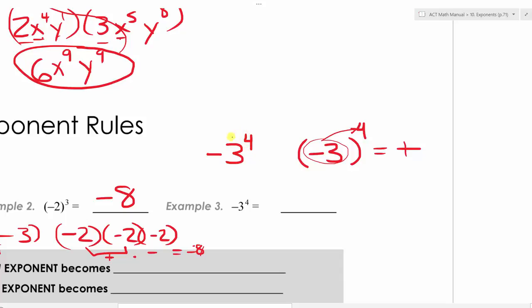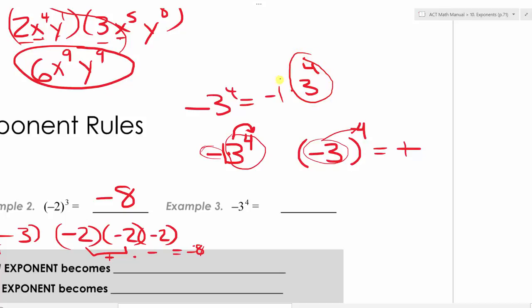And order of operations says we do the exponent first, so we take the 3 and we raise it to the 4th, and then we apply this negative 1, which is basically a negative 1 in front of this 3 to the 4th term. So negative 3 to the 4th, just so you can see this written out, is like -1 times 3 to the 4th. You do, by order of operations, the exponent first and then the multiplication.